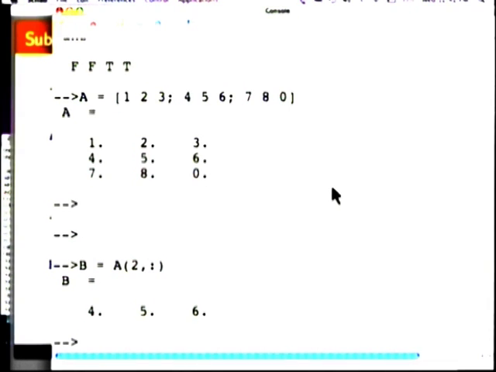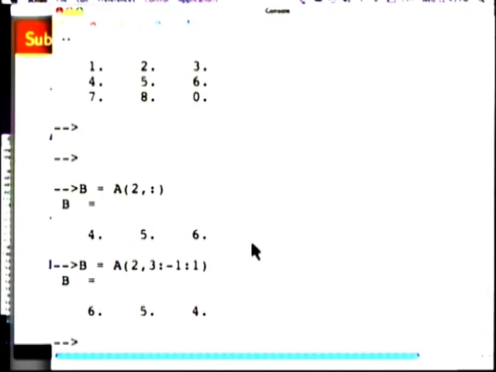If on the other hand, I say B equals A of second row, except that I do not want the columns to come in the same manner. Suppose I want to say, let it start from third column, decrements of 1 all the way up to 1. Just think about it. The second row, but in the column I am saying start with the third, which means 6 should come first, and then the second index is 3 2 1, it will be 6 5 4. See that, 6 5 4.